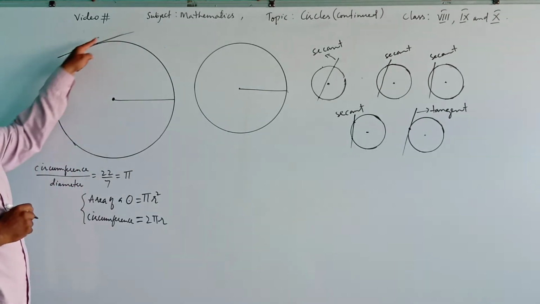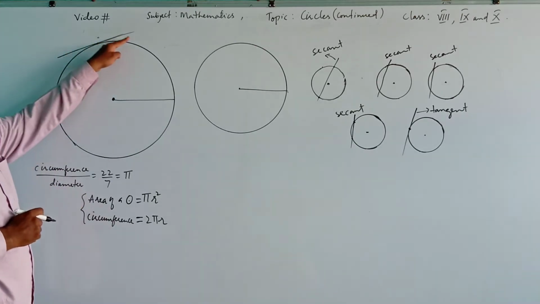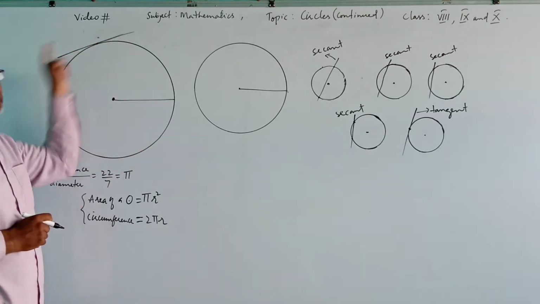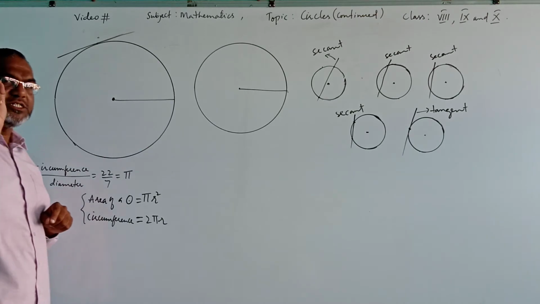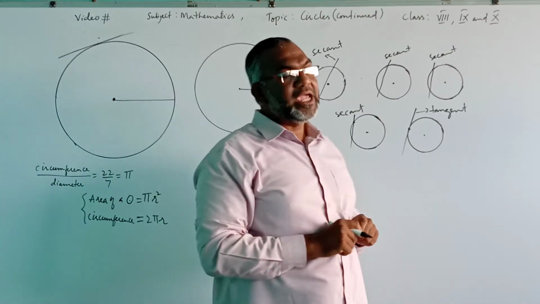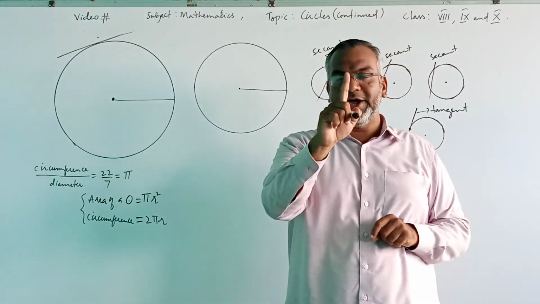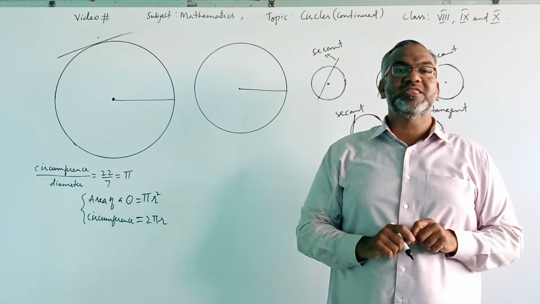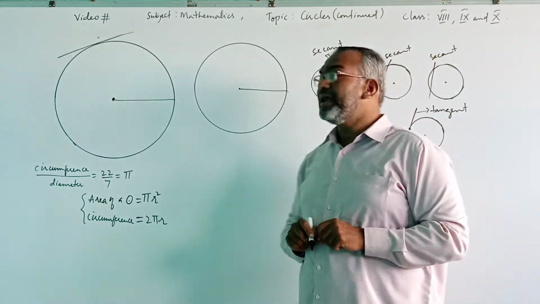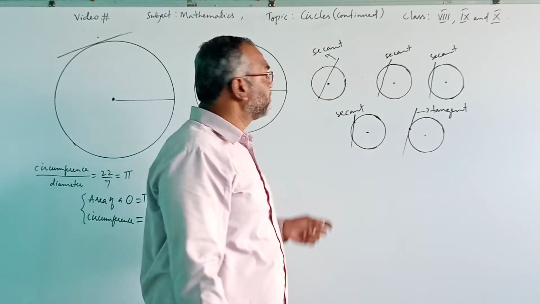Here, this is a tangent to this circle, because it is just touching the circle at 1 point. A line that touches a circle at 1 point is known as a tangent. Right? Now the question comes, how many secants can be drawn in a circle?